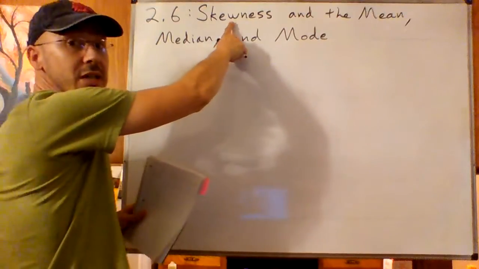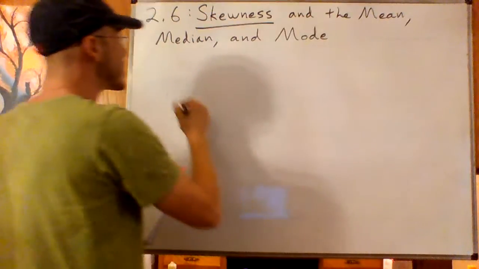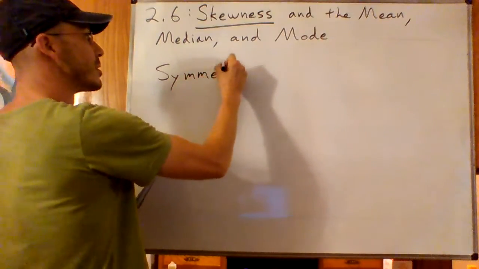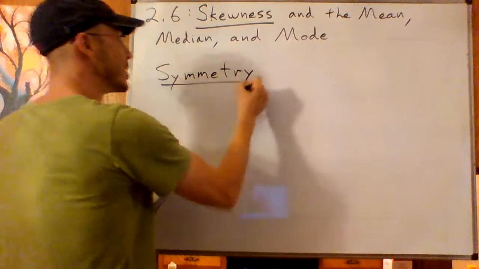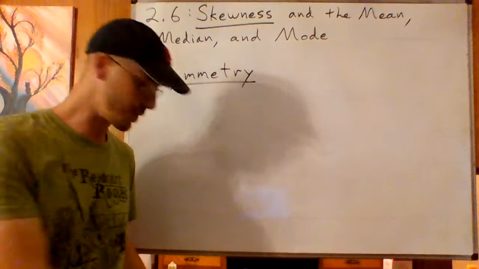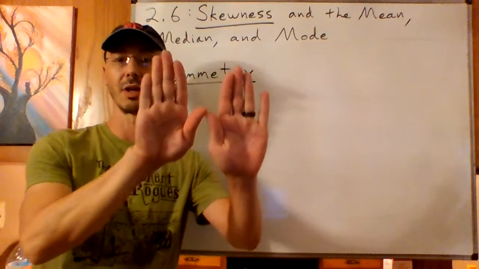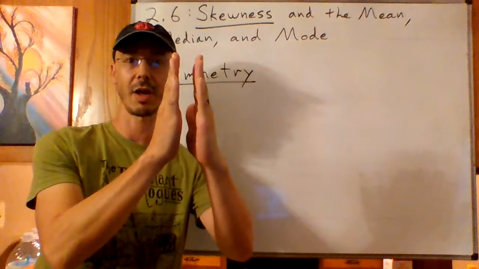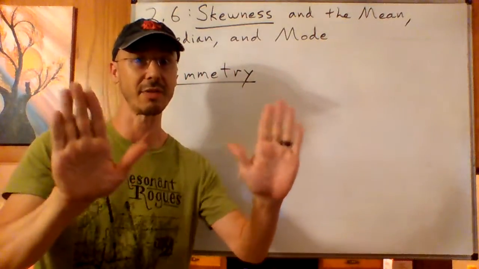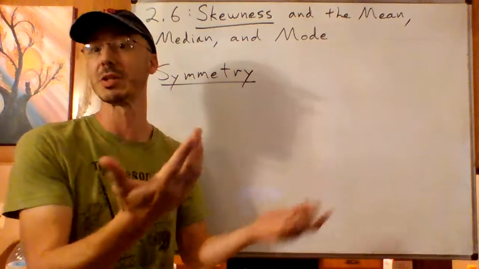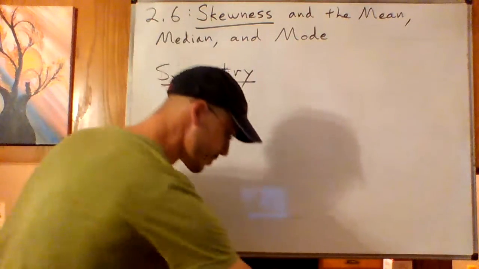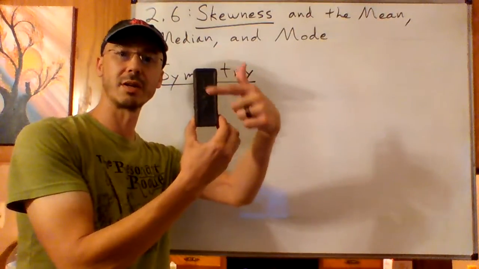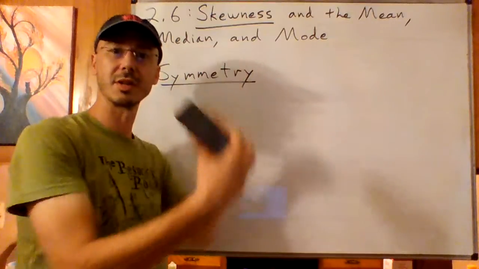But before we really get into the concept of skewness, we're going to look at its opposite, which is symmetry. You're probably a little bit familiar with symmetry from geometric symmetry. My hands are symmetric to each other. They're not the same, right and left, but they're mirror images of each other. A rectangle is symmetric this way and symmetric this way.